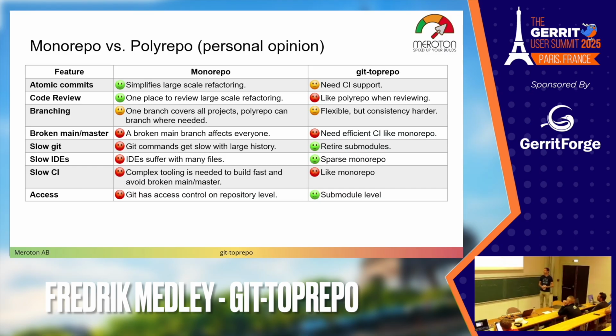IDEs might suffer, like with checking out big files. Well, don't check out those submodules. I'm only working in this part of the project, so I'm checking out this part. Slow CI, yeah, as I said before. But access rights: in a monorepo, you get access to the whole repository. But if you have submodules or other dependency tracking, you can have access rights on submodule level. I clone the whole repository, I can see all the submodules, but I can't check them all out. No, you're working on that part of the project. You don't need to see all the other secret stuff.